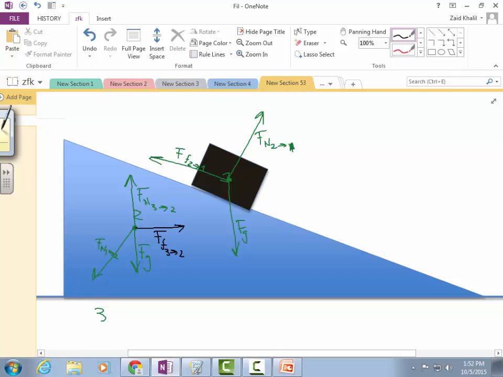Anything else? I think that is almost it. There's only one more force. Anybody see what it is? It's the force of friction of 1 on 2. And where's the force of friction of 1 on 2 directed? Opposite direction of 2 on 1. So it's like directed downward. This is force of friction of 1 on 2.